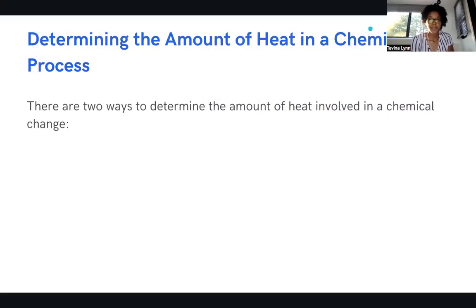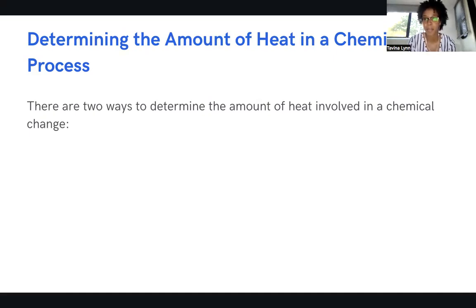All right. How do we determine the amount of heat in a chemical process or reaction? I want to state too, when I use the term chemical process or chemical reaction, they mean the same thing. So I may use them interchangeably. Most of the time in this semester, we're talking about chemical reactions, but I want to use chemical process as well so that you know that these words are used interchangeably, right?